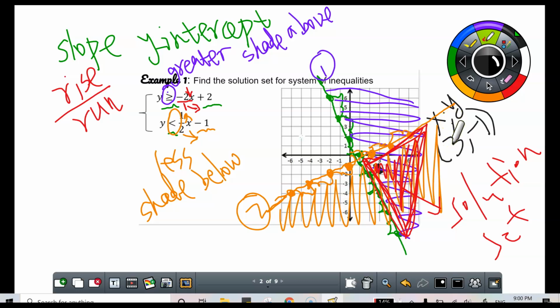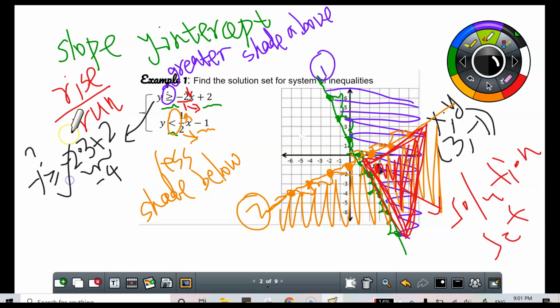Okay? So for the first inequality, y, which is -1, let's see if it really is greater than or equal to the other side, which is -2 times x, which is times 3, plus 2. And the right side equals what? -2 times 3 is -6, plus 2 is -4. Is -1 bigger than -4? Yes. So this point makes the first inequality true.